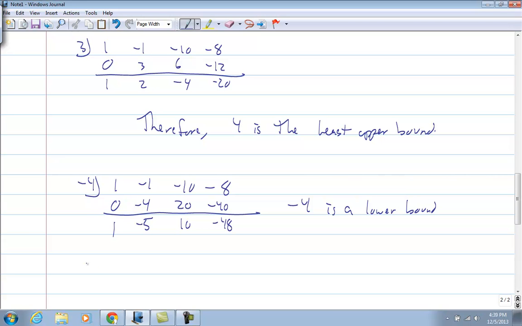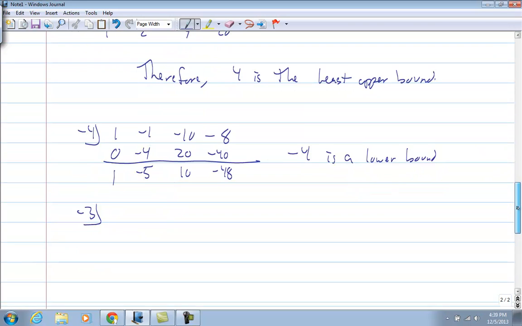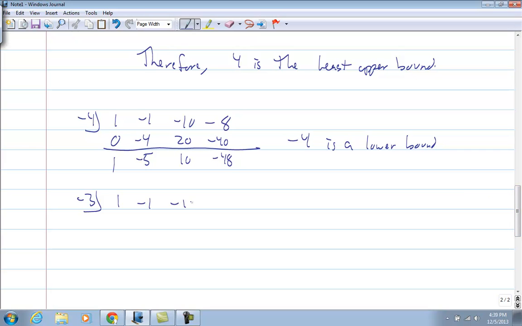Let's go up by 1. Let's try negative 3. 1, negative 1, negative 10, negative 8. 12, 2. Okay, so see how it alternates? 1, negative 4, 2, negative 14. It has to alternate in the bottom row, so it's non-negative, non-positive, non-negative, non-positive. So zeros are okay. So negative 3 is a lower bound as well.